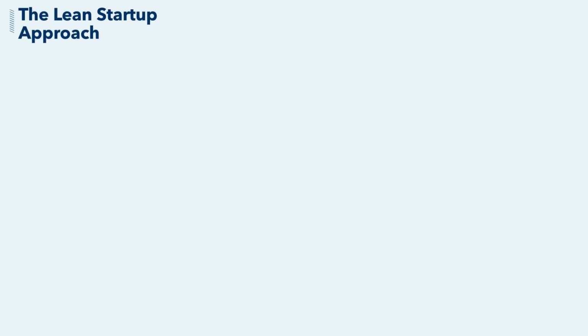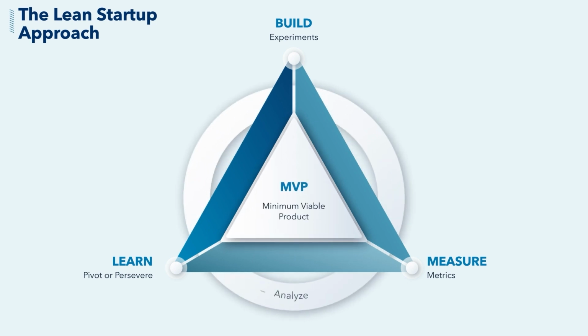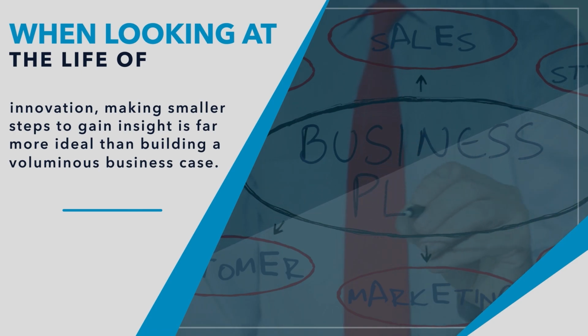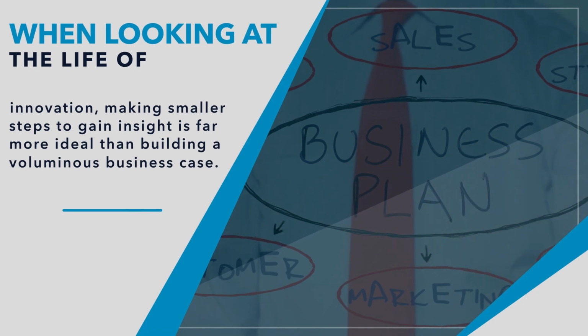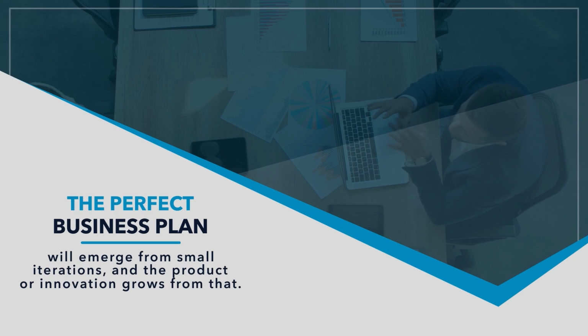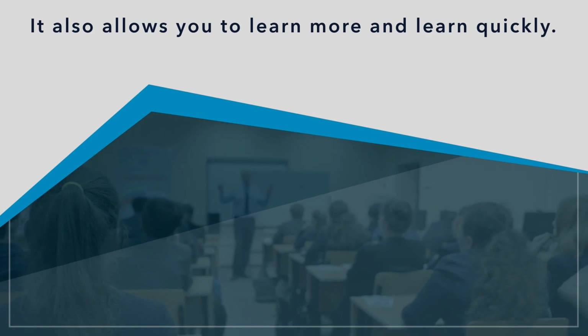Rather than using the conventional waterfall approach, it's best to start with small-scale market research, a business plan, and an execution. This is also called the lean startup approach, and it doesn't take as much time as the waterfall approach. It can lead to learnings that will allow innovators and companies to adapt, adjust, and perfect the plan. When looking at the life of innovation, making smaller steps to gain insight is far more ideal than building a voluminous business case. The perfect business plan will emerge from small iterations, and the product or innovation grows from that. It also allows you to learn more and learn quickly.